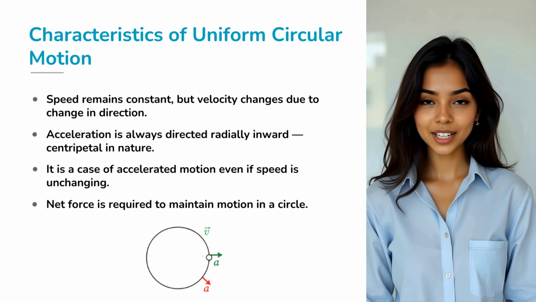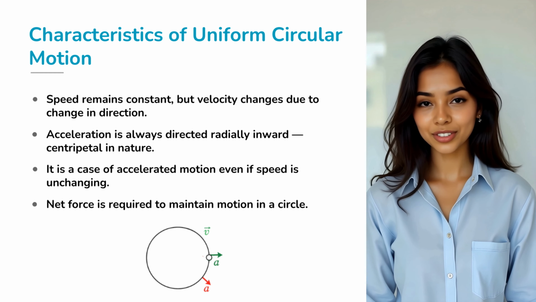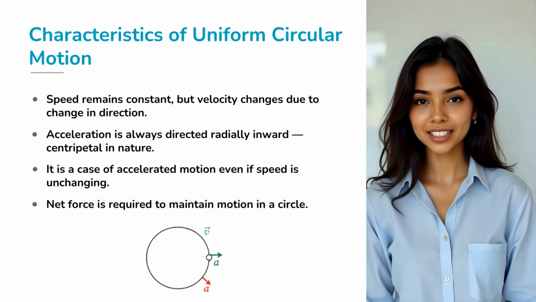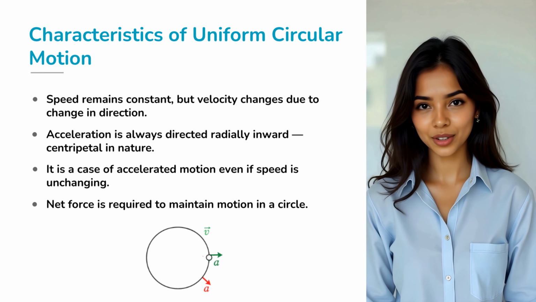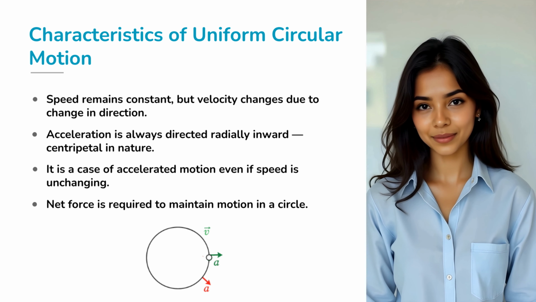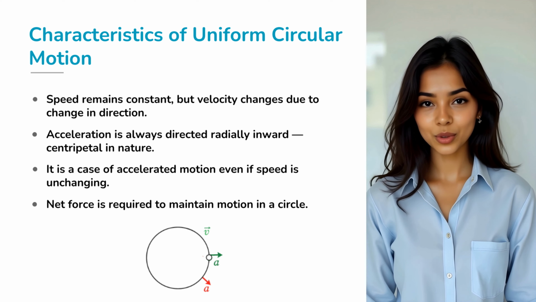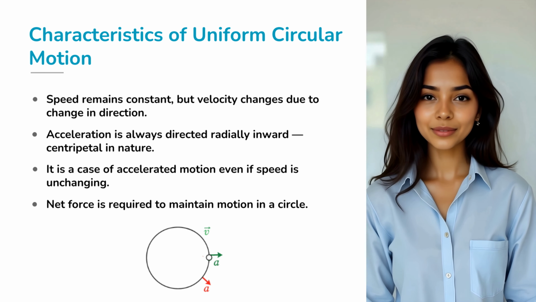Let's now summarize the main features of uniform circular motion. First, the speed is constant, but the velocity changes because direction keeps changing. Second, there's always an acceleration acting towards the center. This is known as centripetal acceleration.